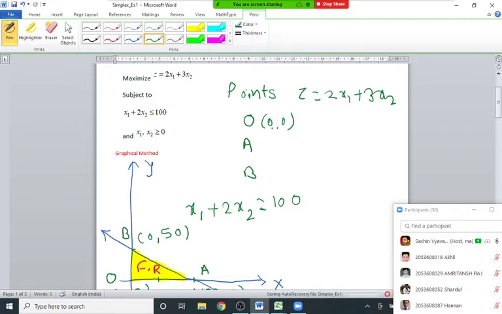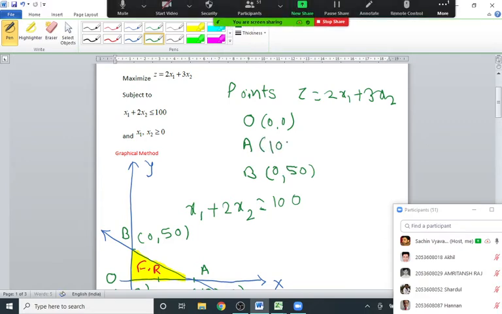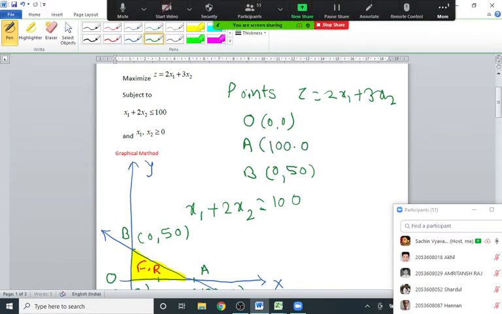Point B is (0, 50), and A is (100, 0). So Z at this one is 0. In this case, it is 200, because we are replacing 100 into 2. And at B, it is 150. So we just have to compare all these values, and we get only one maximum here.